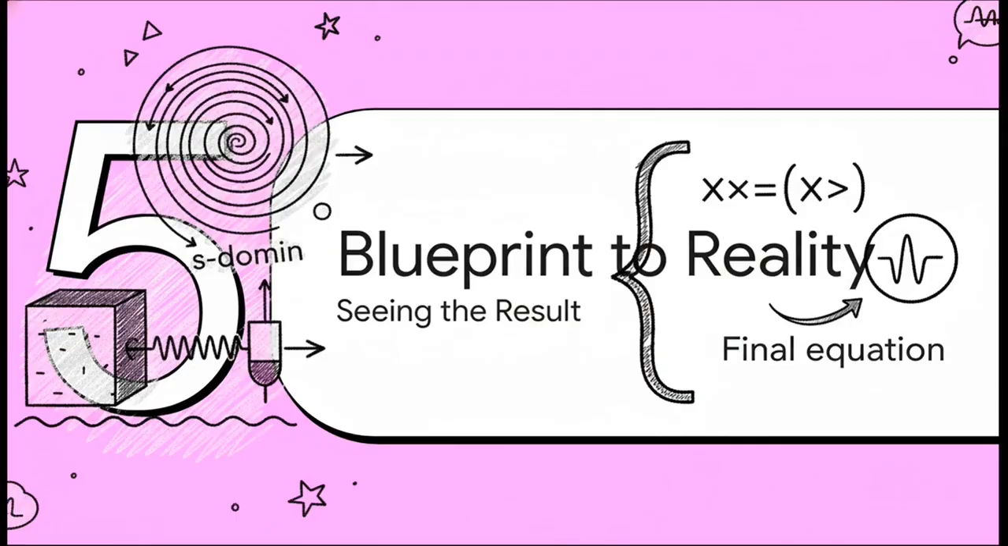So, we did all that math. What's the payoff? Let's go from the blueprint to reality and see the result. We started with the physical object, took a trip through the S domain, and came back with the final equation. So, what does that equation actually show us?